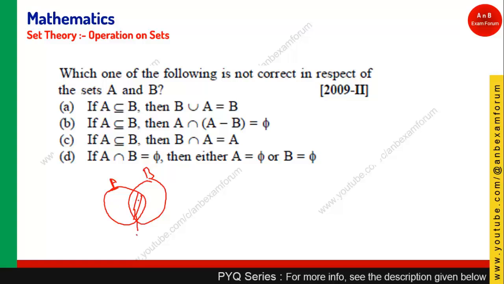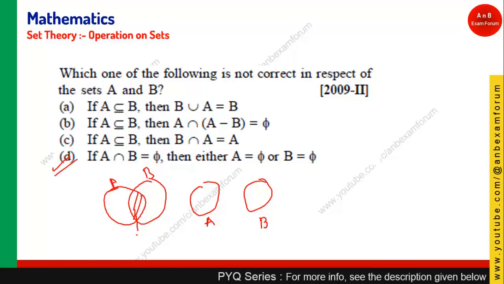Basically, if there is no common element between them, they are disjoint sets. So there is no common element, therefore A intersection B is 5, and these are disjoint sets. Then either A equal to 5 or B equal to 5 is incorrect. It doesn't imply this, so option D is straight away the correct answer.